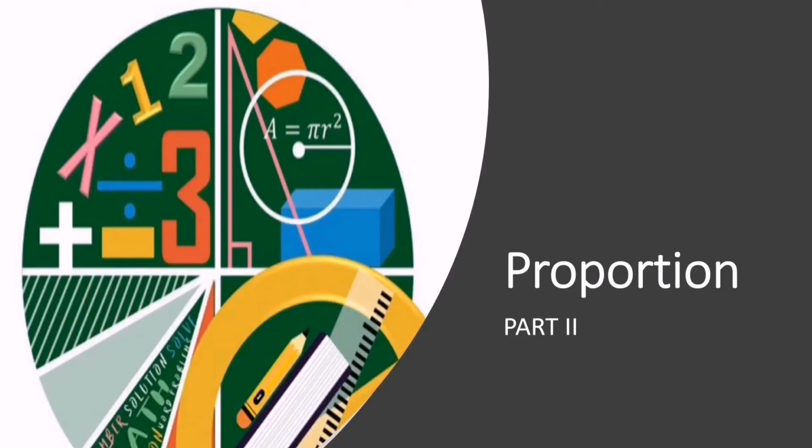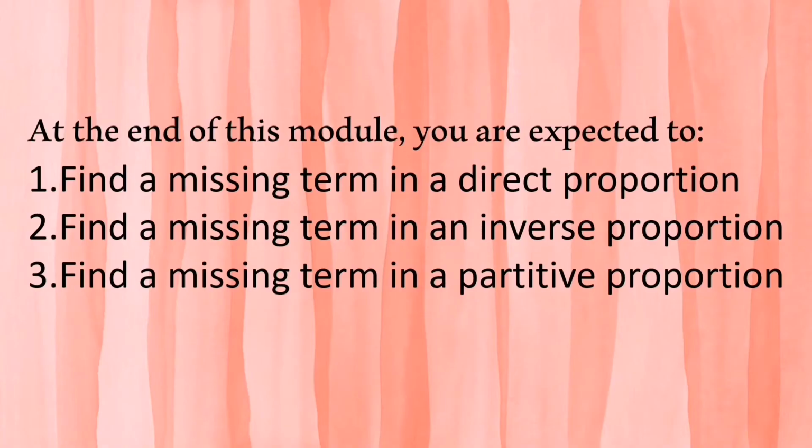So here is part 2 of our lesson about proportion. At the end of this visual lesson, you are expected to find a missing term in a direct proportion as well as to identify the problem which is under direct proportion. Number 2, find a missing term in an inverse proportion or indirect proportion. Number 3, find a missing term in a partitive proportion.